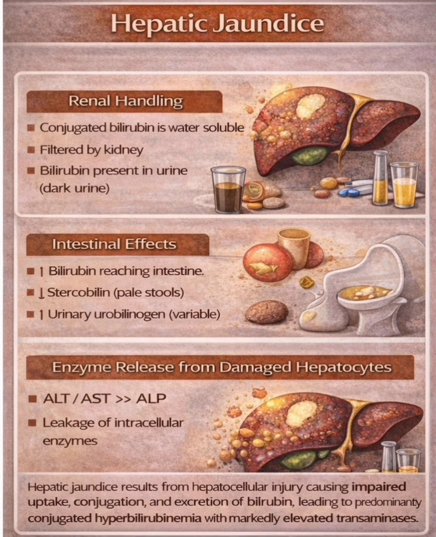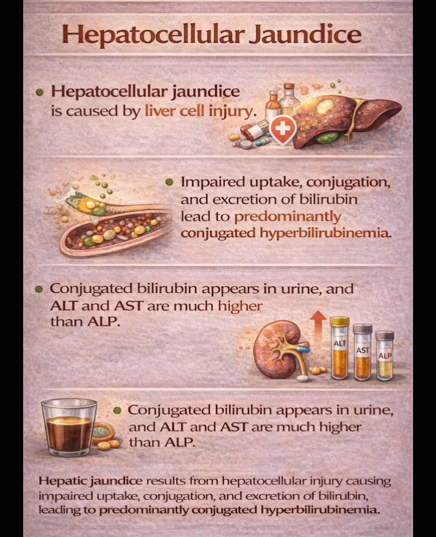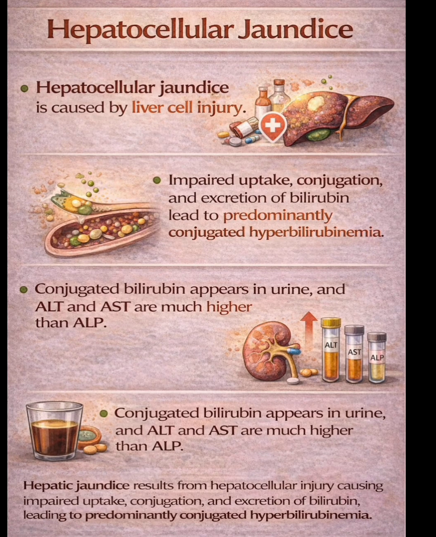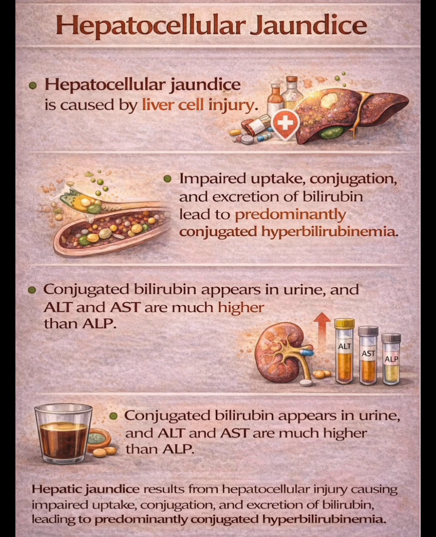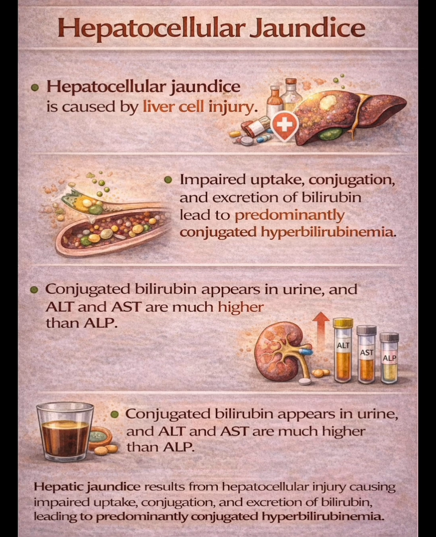Hepatocellular damage also causes leakage of intracellular enzymes, resulting in a characteristic laboratory pattern in which ALT and AST are markedly elevated compared with ALP, distinguishing hepatic jaundice from obstructive jaundice. To summarize, hepatocellular jaundice is caused by liver cell injury. Impaired uptake, conjugation, and excretion of bilirubin lead to predominantly conjugated hyperbilirubinemia. Conjugated bilirubin appears in urine, and ALT and AST are much higher than ALP.